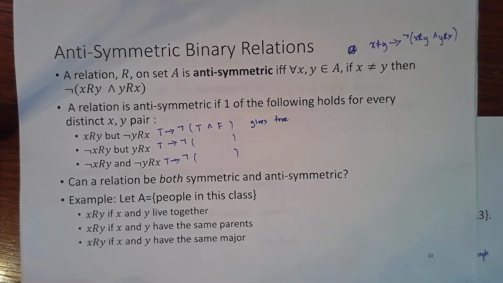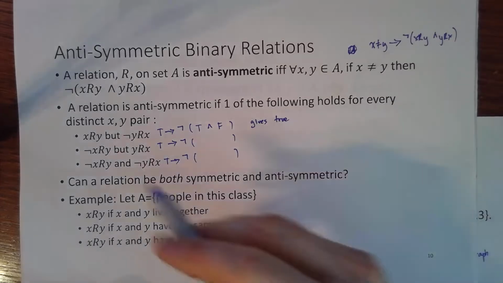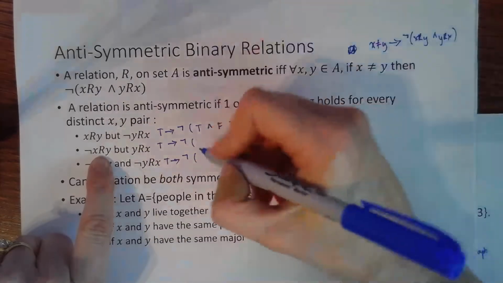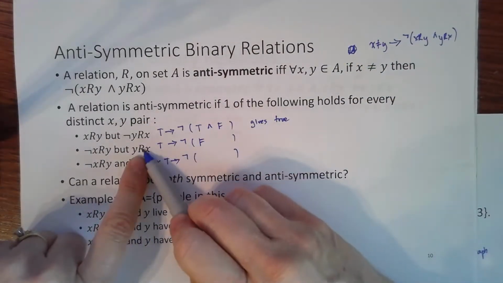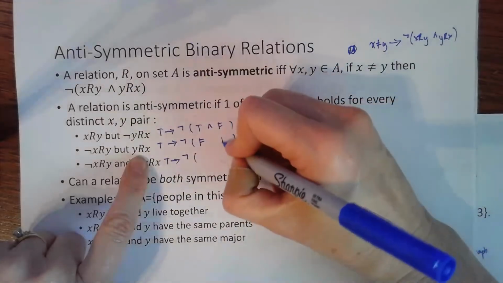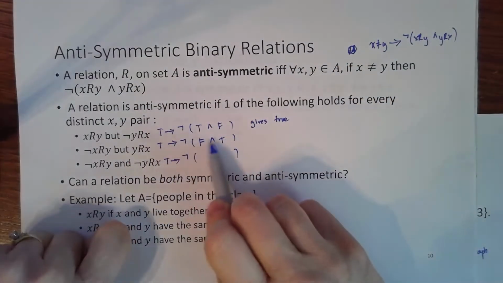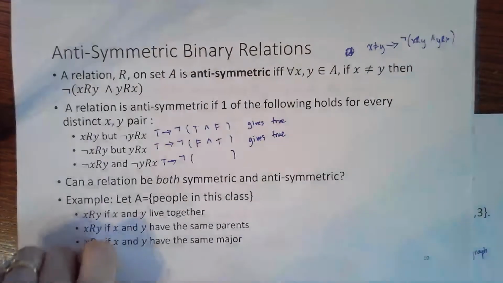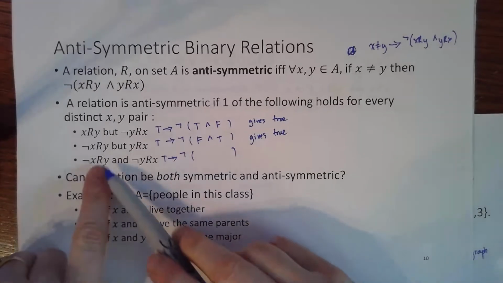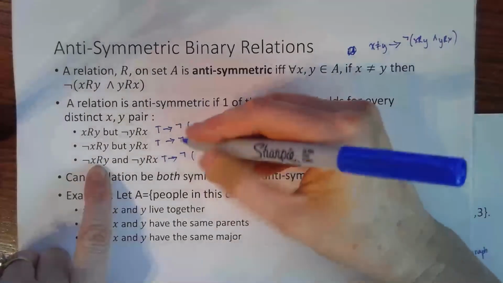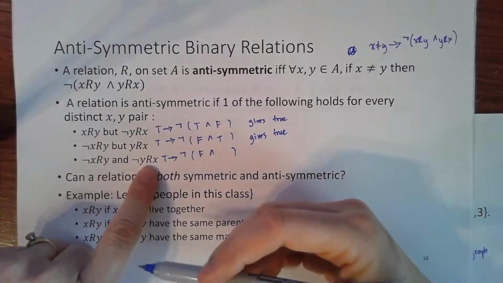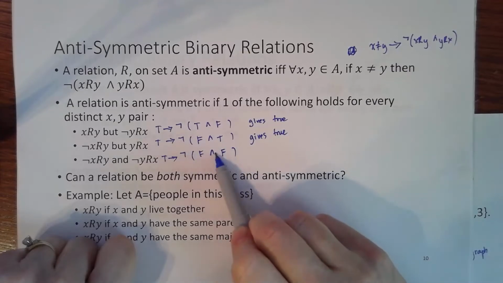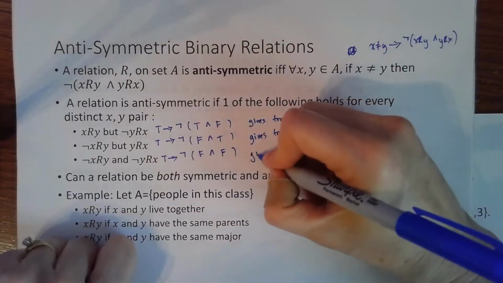But that's not the only way to get it true. If I have that x is not related to y, then this one would be false, but y is related to x, so this one would be true. False and true is false, not false is true, true implies true is true. This one also gives true. And here, x is not related to y, so that one gives false. Y is not related to x, that one gives false. False and false is false, not false is true, so we have true implies true. This also gives true.